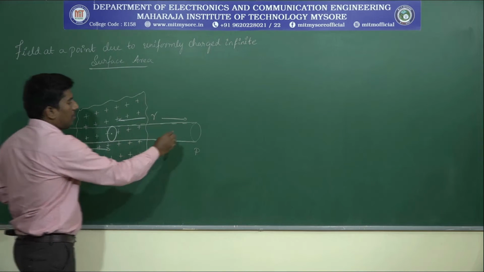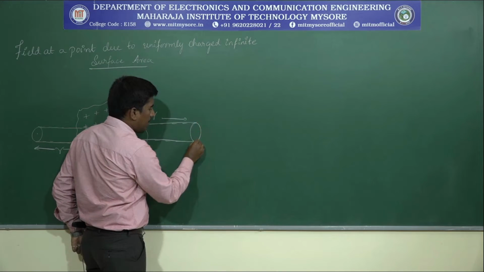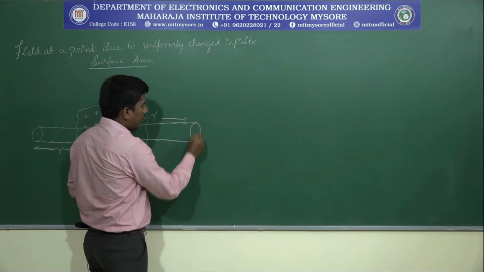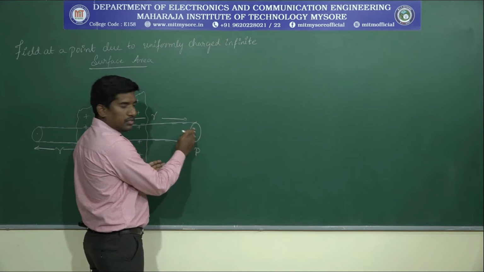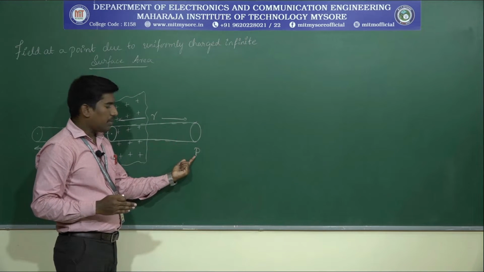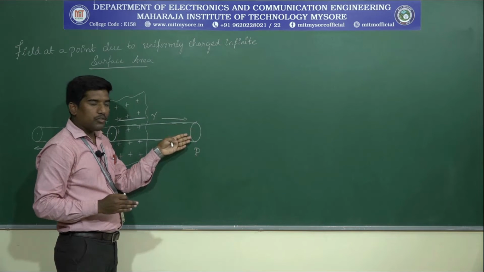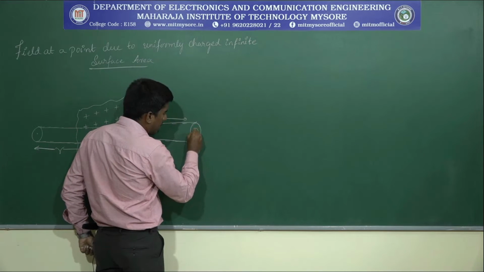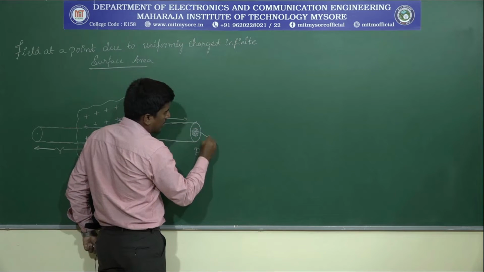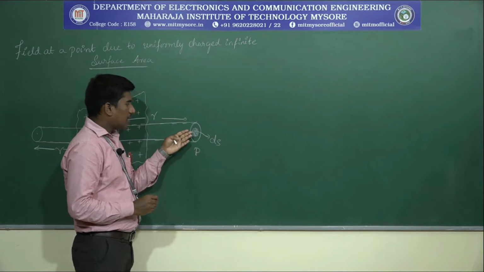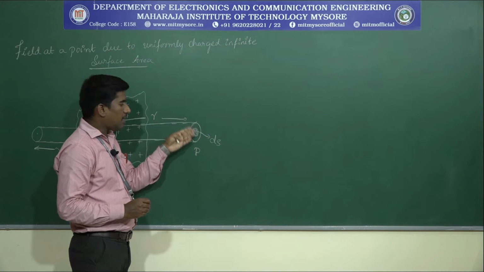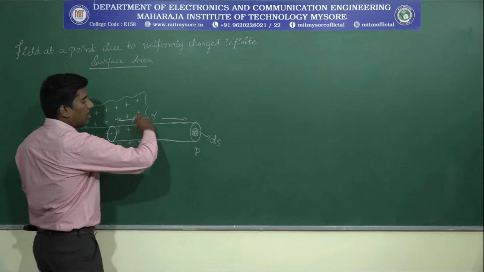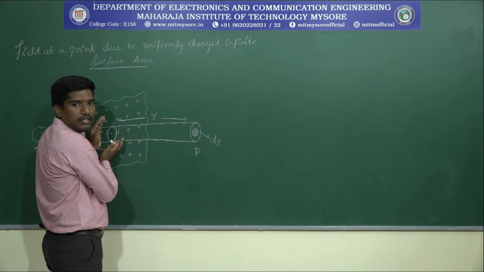Got it? Now let point P be the arbitrary point chosen where we need to calculate the electric field intensity. Here the point P is assumed at the edge of the imaginary cylindrical shape. Let dS be the elementary area considered at the flat end of the imaginary cylinder. So this is the flat end, again this is the flat end. This is the curved surface, along this line.